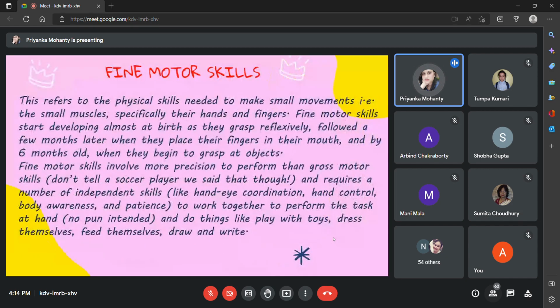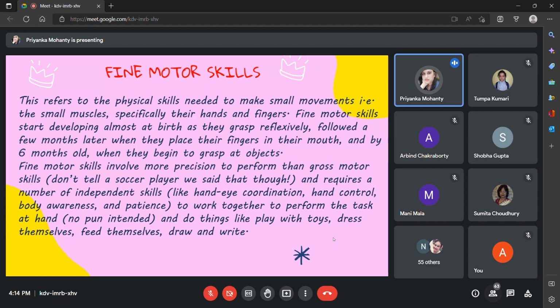And now the next is fine motor skills. This refers to the physical ability to make small movements with the small muscles, specifically the hands and fingers. Fine motor skills start developing almost at birth as they grasp reflexively, followed a few months later by placing their fingers in their mouth, and by 6 months old they grasp objects.